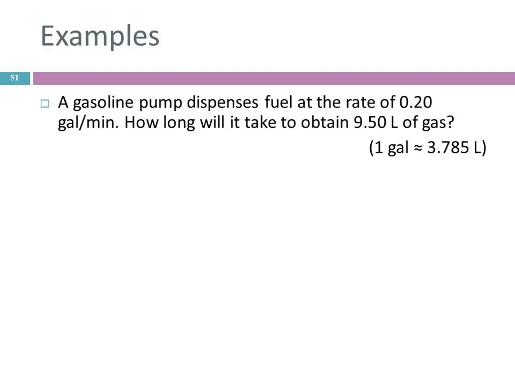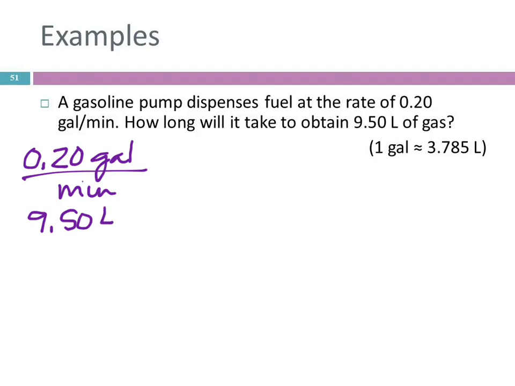A gasoline pump dispenses fuel at the rate of 0.20 gallons per minute. How long will it take to obtain 9.50 liters of gas? And then they offer us this little conversion over here. Well, let's just follow our pattern of writing down numbers. Gallons per minute and 9.50 liters of gas.